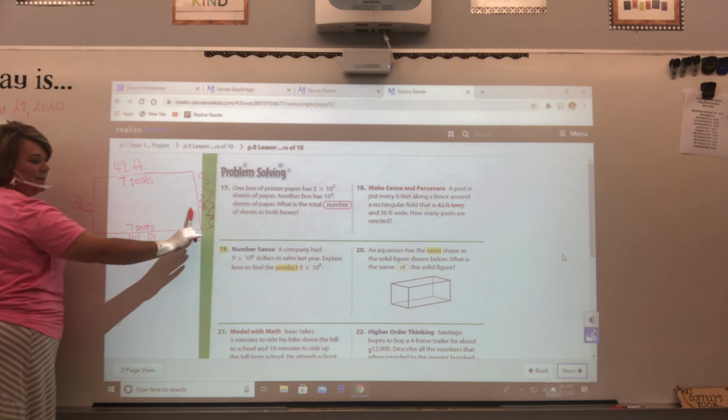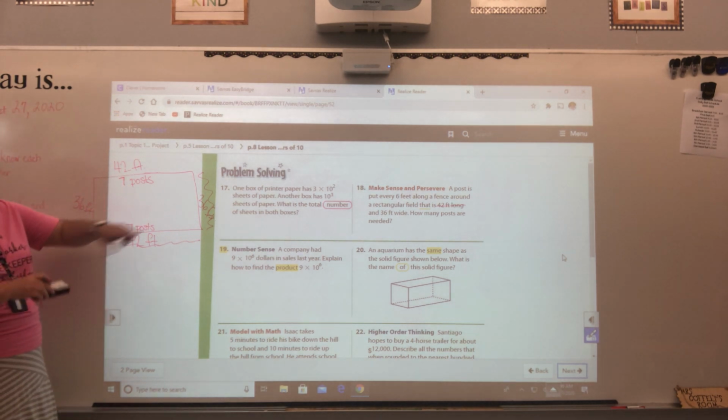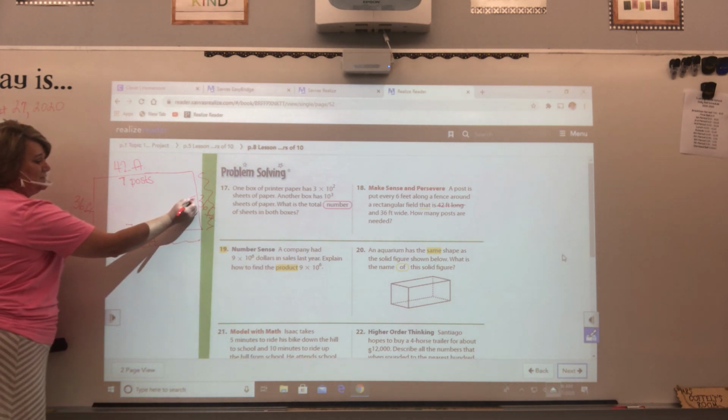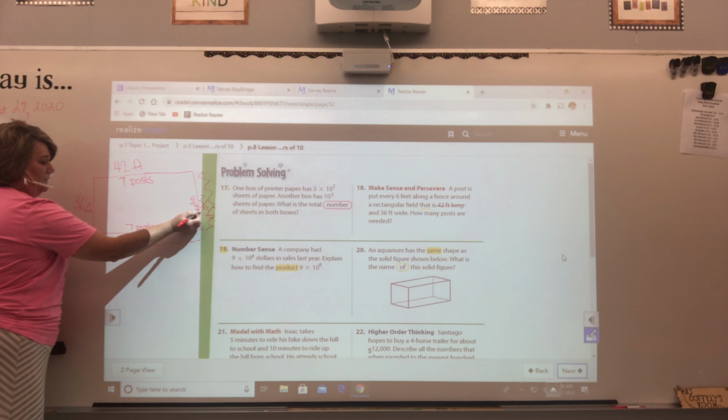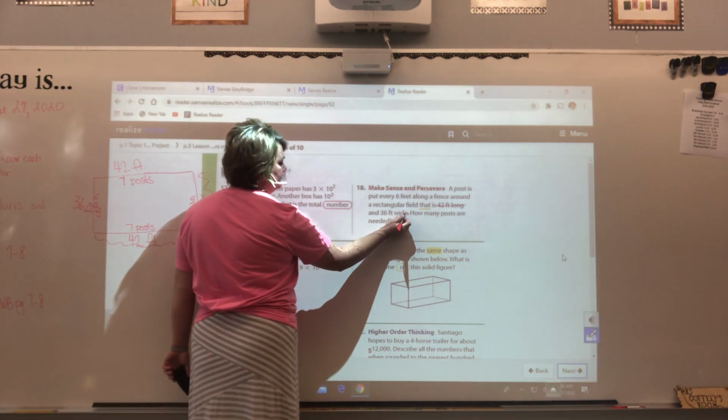Let's come over here on this side. If every 6 feet I put a post, 6 times something is 36. What is that, class? 6. So put 6 posts here. Am I done? No. We're out. Why? You have to do the other side. You're exactly right. So I took care of this information.